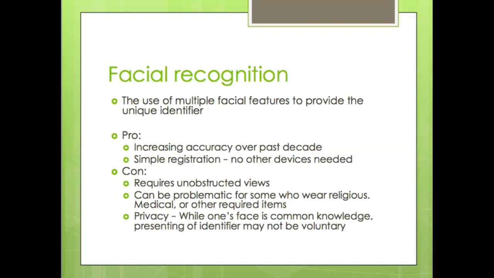So now we're going to play a little game of pros and cons of each one of these types of technologies so that you kind of understand whether or not you might want to use them in a certain situation. So facial recognition is the use of multiple facial features to provide a unique identifier. Sometimes they use the bone structure in the face. Some of them are 3D. Some of them are really simple systems.